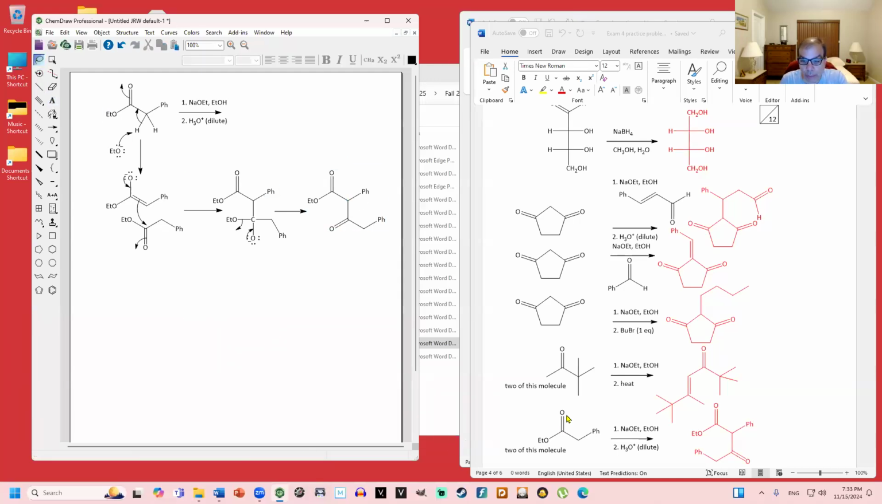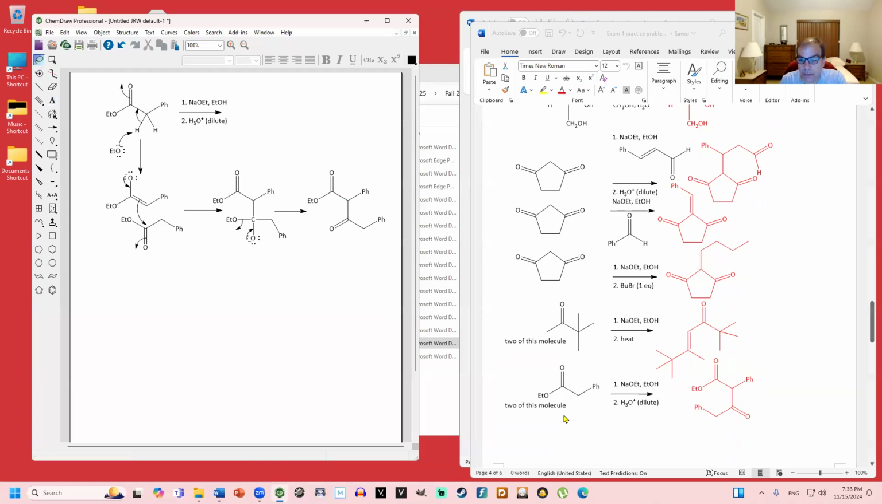And again, I'm just going to make sure I didn't mess anything up. Yep, that's the same compound. Now, that's the answer to the question.